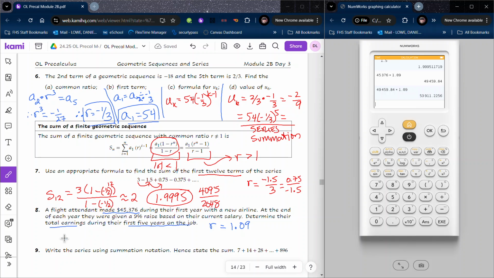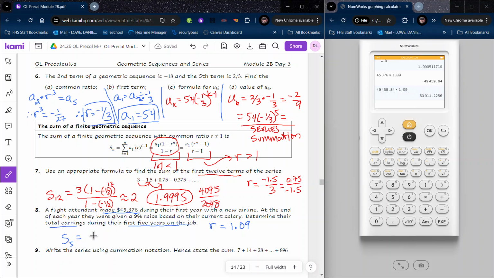So if I want the total earnings during the first 5 years, that's the sum of the first 5 years, and it's going to be my first term, 45,376, excuse me, my dyslexia coming through there, 45,376. And we said that if r is greater than 1, I could use this other formula if I wanted to. That would give me my first term times 1.09 to the 5th power minus 1, all over 1.09 minus 1.